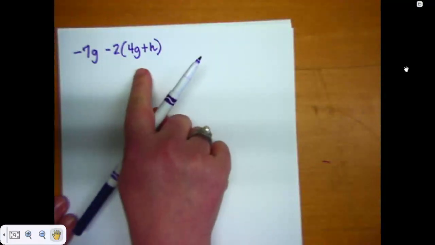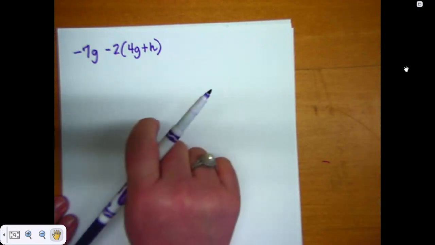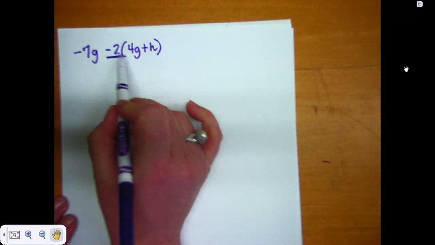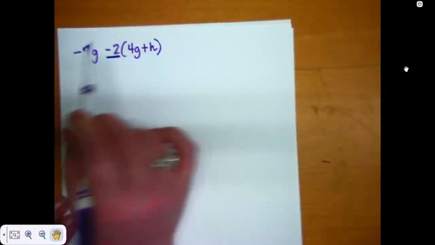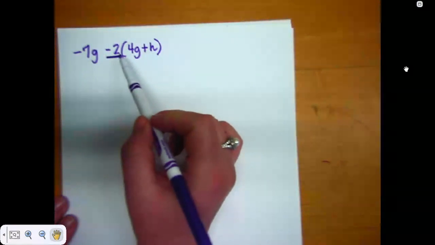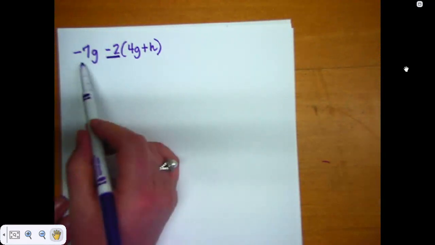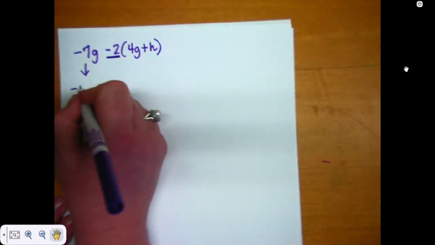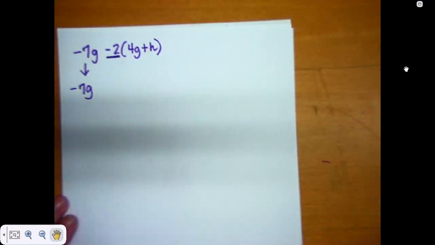So, what is directly attached to the parentheses? This negative 2 is directly attached to the parentheses, so you are going to distribute negative 2. So, what do you need to do with this? You're just going to bring it right on down because it is not going to be distributed.